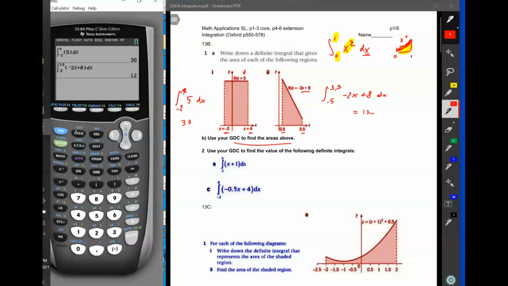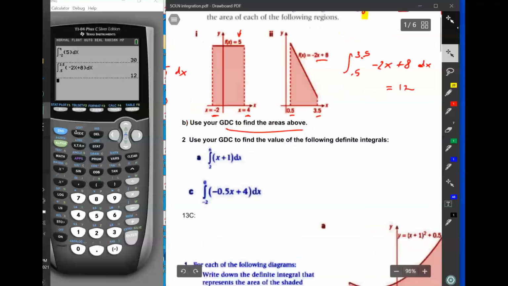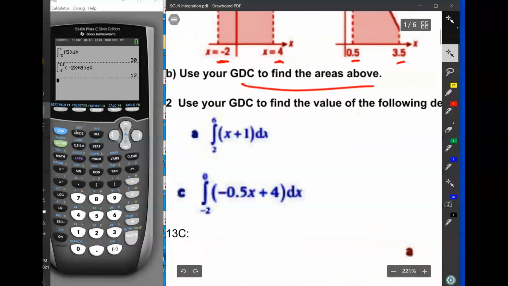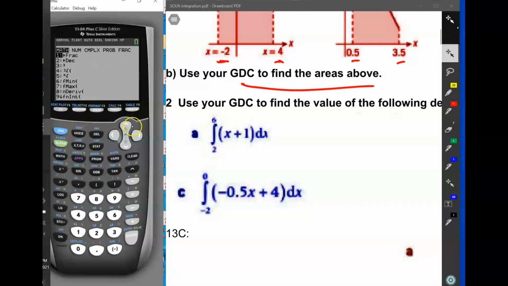So here are definite integrals. I'm going to make this a little bit bigger because I can't really read the numbers. So it's from 2 to 6, and the function is x plus 1. So I'm just going to go to math, and I'm going to retrieve the integral function. I'm going to fill it in. It's 2 to 6, and the function itself is x plus 1. And I'm going to put dx here, and the answer is 20.